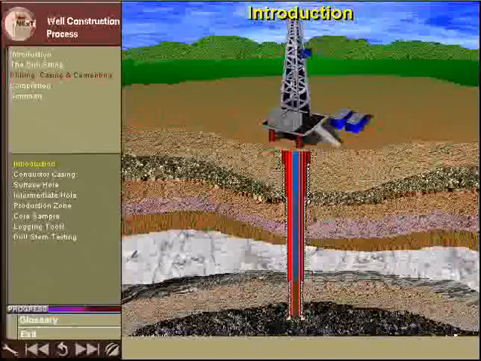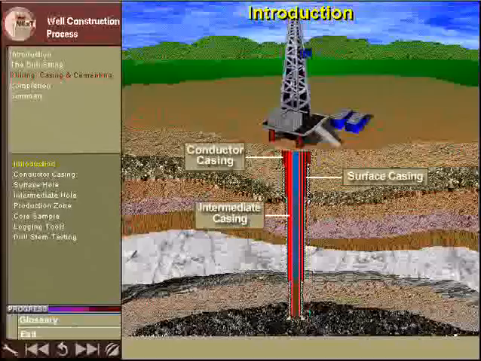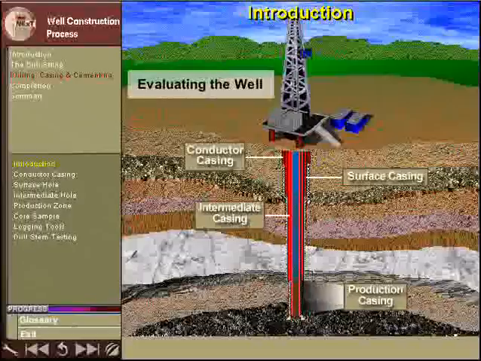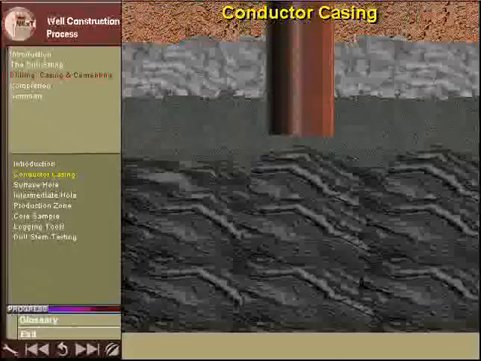Now we are ready to go step by step through the well construction process. We will examine the following procedures: installing the conductor casing, drilling and casing the surface hole, drilling and casing the intermediate hole, drilling and casing the production zone, and evaluating the well. The hole sizes, casing sizes, and depths are different for every well, but for this course, one particular standard configuration has been used.